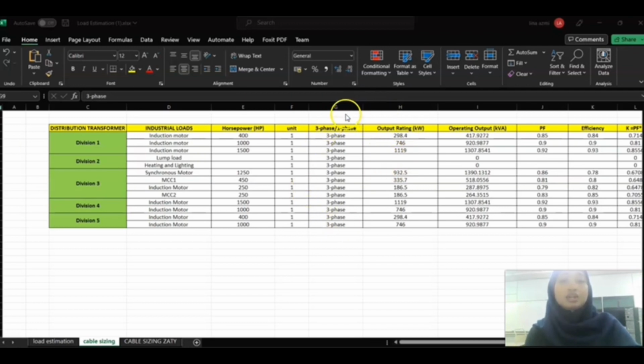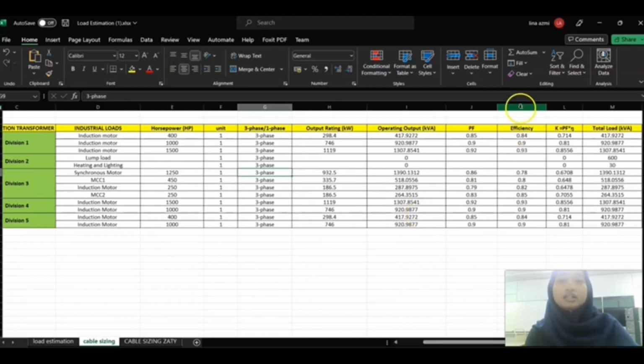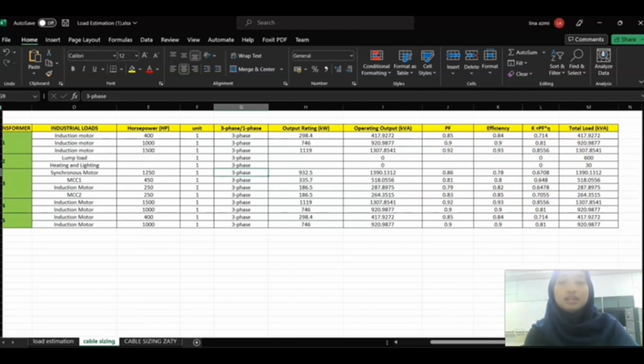For all the system load in this factory, we use 3-phase. In order to get the apparent power here, we have to divide the active power by the square root of 3 times 415 volt. And next, this is the given power factor from the questions and the given efficiency. So here we calculate the power factor multiplied by efficiency to get the value K. Next, we multiply the apparent power here with the K, which is the product of power factor and efficiency, to obtain the value of total load apparent power.